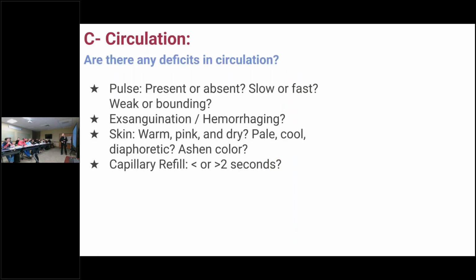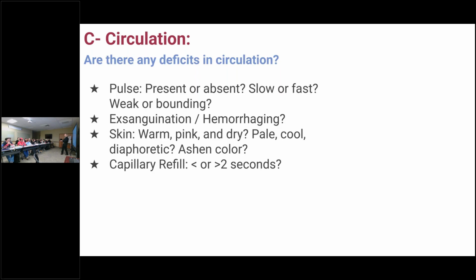So circulation, we want to figure out if there's any deficits in their circulation. So we want to check their pulse. Is it present or absent? Is it slow or fast? Weak or bounding? What does weak and bounding mean? Anybody know, as far as it relates to pulse?